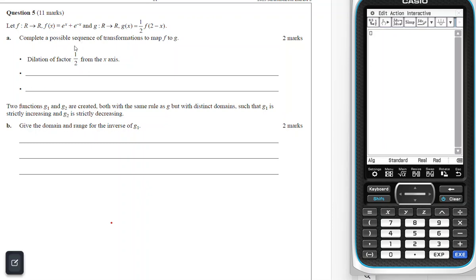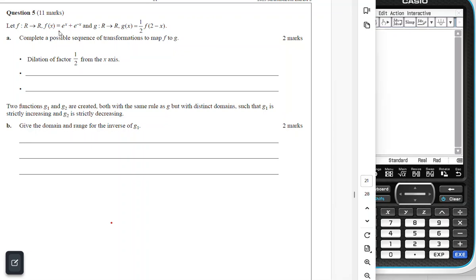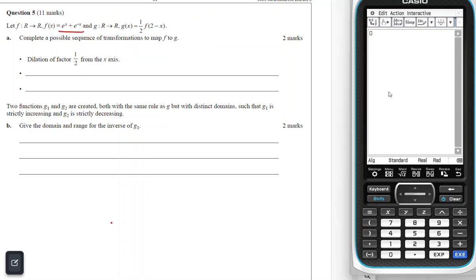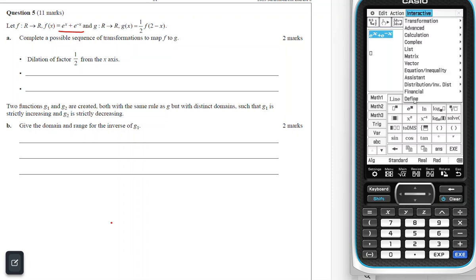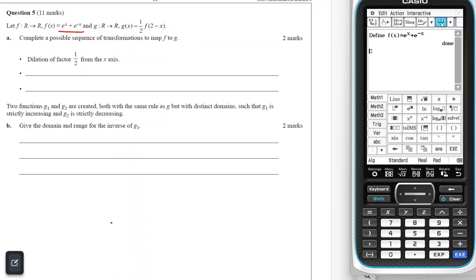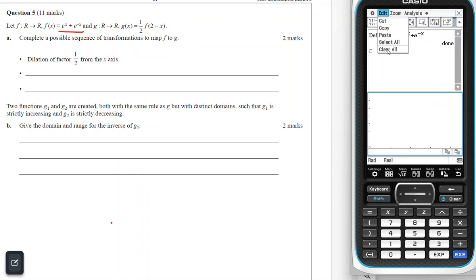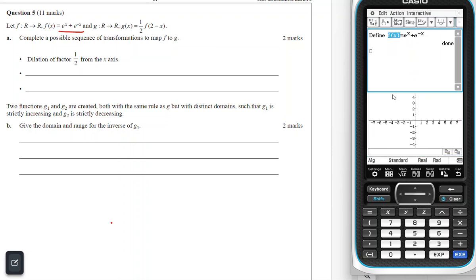Okay, so this is the first part of question 5. We've got this curve, which I might have a little look at. e to the power of x plus e to the power of minus x. And I might define that. And looking at a graphing window, okay, so that's what the graph looks like.